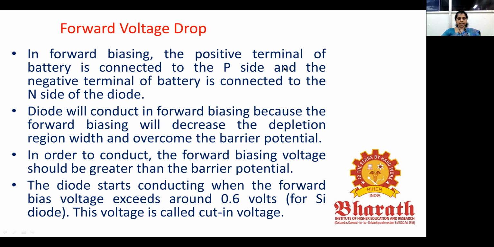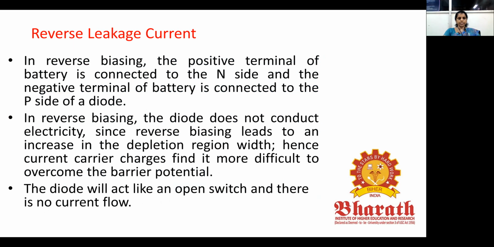In forward bias condition, the P side is connected to the positive terminal, the anode, and the N side is connected to the cathode. Once it reaches the forward blocking voltage or the cut-in voltage, your device starts conducting. And the reverse leakage current process happens in the reverse biased condition.